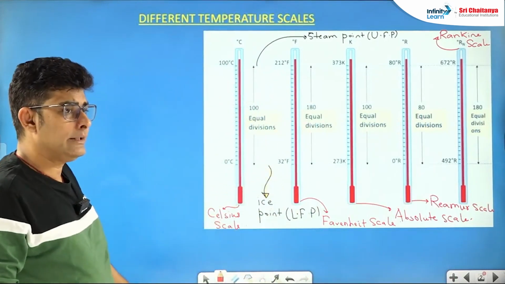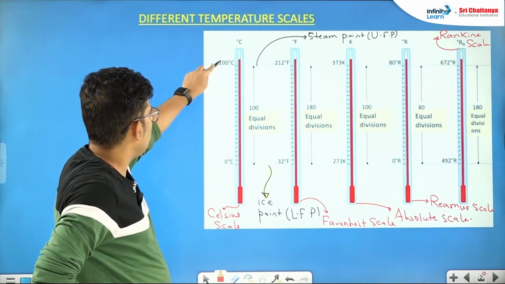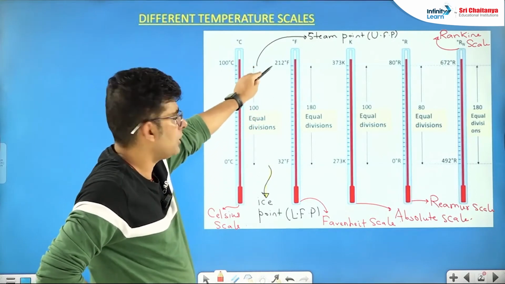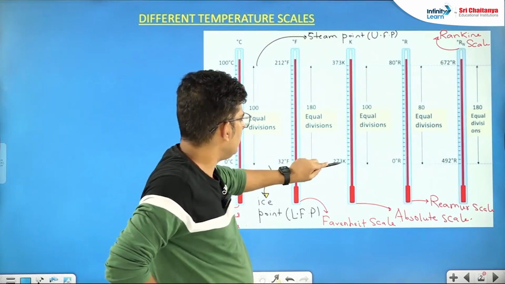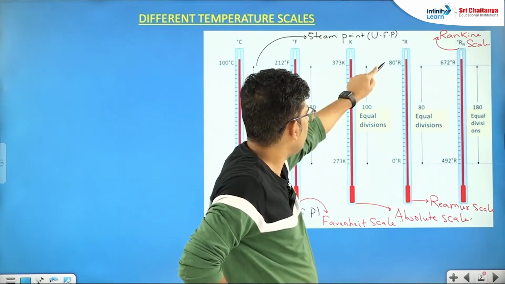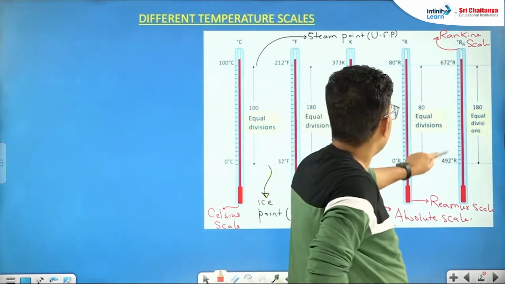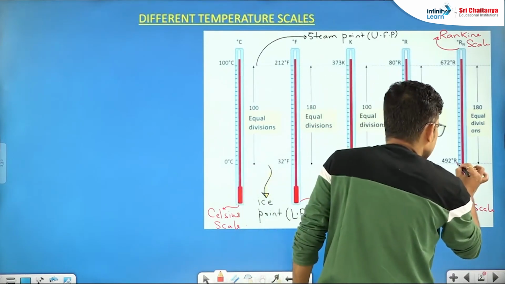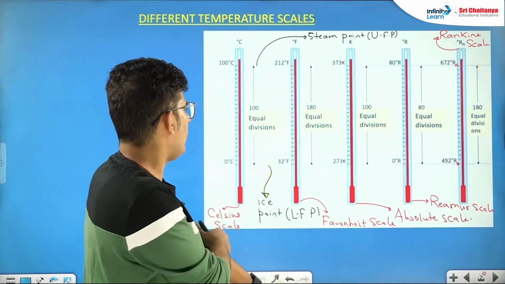So we have different scales over here, and you can see for Celsius LFP 0 degree, 100 degree UFP, 32 degree Fahrenheit LFP, 212 degree Fahrenheit UFP. Similarly, Kelvin 273 to 373, Reaumur 0 degree R to 80 degree R, Rankine 492 degree R to 672 degree R. This is actually not R, this is Rn. Make this as Rn.